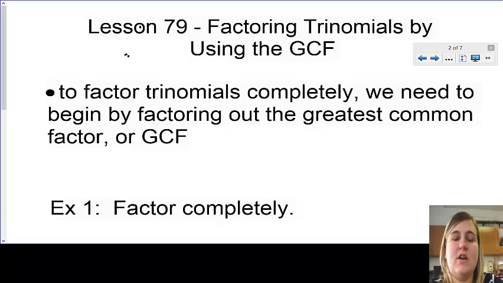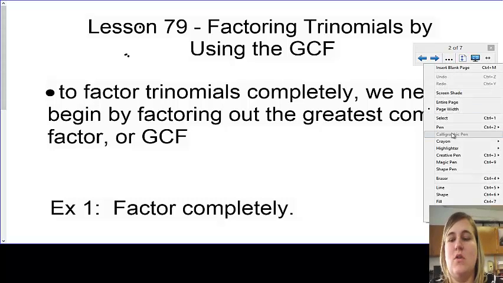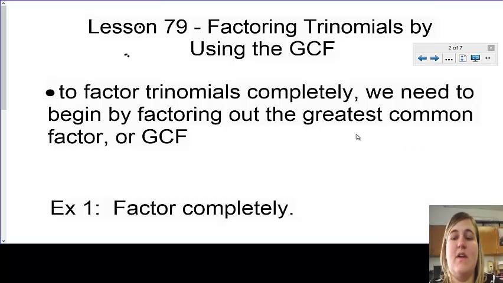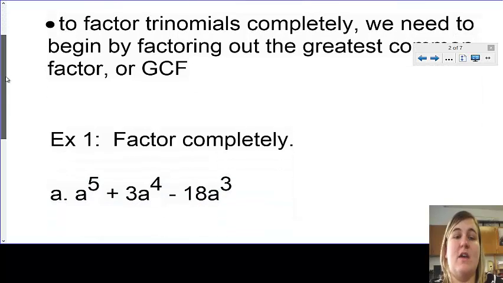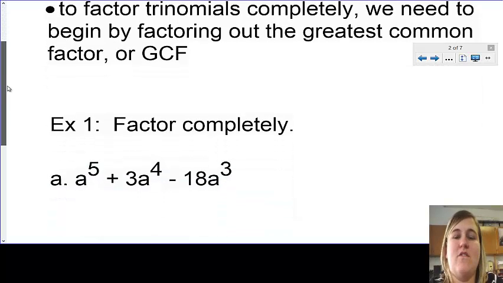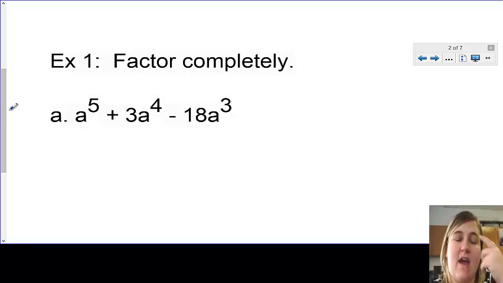So it says, to factor trinomials completely, we need to begin by factoring out the greatest common factor, or GCF. So what we're talking about here is we're going to do factoring. The first step that we do is going to be the type of factoring that we used to do in the old days whenever all we were doing was factoring out the greatest common factor. So we're going to start by doing that.